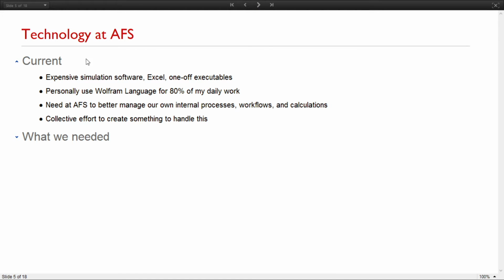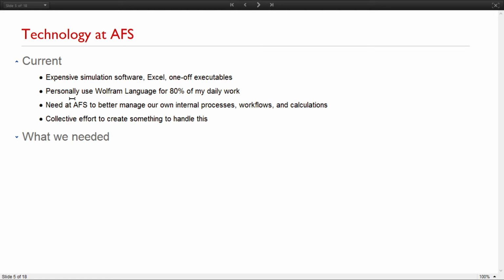Technology at my company, so we use a lot of very expensive simulation software to sort of run our models, and that's sort of the base of it. But we're no different from anyone else in the industry. A lot of our stuff used to be Excel. It used to be one-off executables, and it was just sort of scattered everywhere. Like I said, I personally use the Wolfram language for 80% of my work, and I've been trying to get that number to grow, spread awareness among my colleagues and things like that.